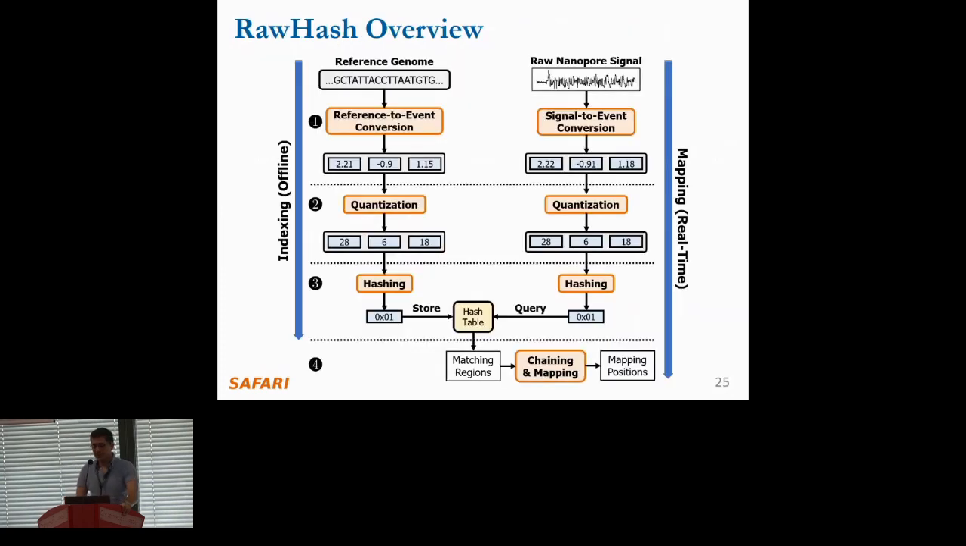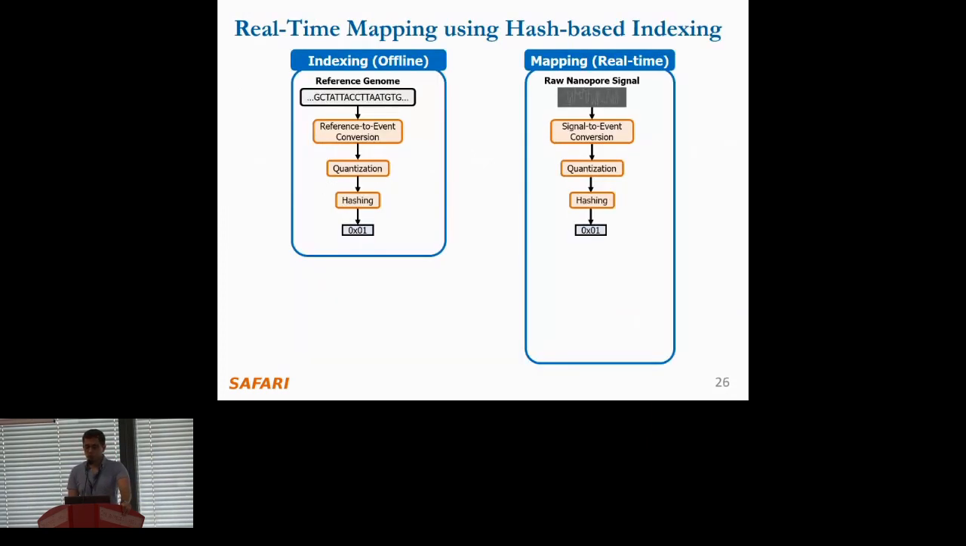Now, with the fourth step of our mechanism, let's cover how we put all these steps together to perform real-time mapping. So in both indexing and mapping steps, we generate hash values from reference genomes and streaming raw signal. For the reference genome, we store the hash values and their positions into a hash table to enable efficient queries during mapping, which also concludes our indexing step.